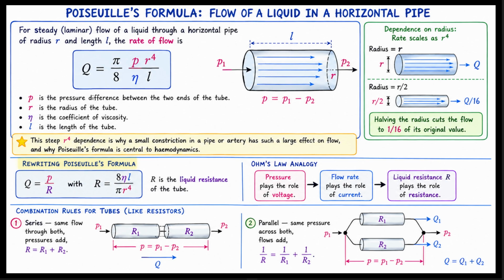We can rewrite the formula as Q equals P over R, where R equals 8 eta L over pi r to the fourth. R is the liquid resistance of the tube. This form deliberately mirrors Ohm's law. Pressure plays the role of voltage, flow rate plays the role of current, and R plays the role of resistance. Series and parallel combinations of tubes follow the same rules as electrical resistors, which makes life much easier.